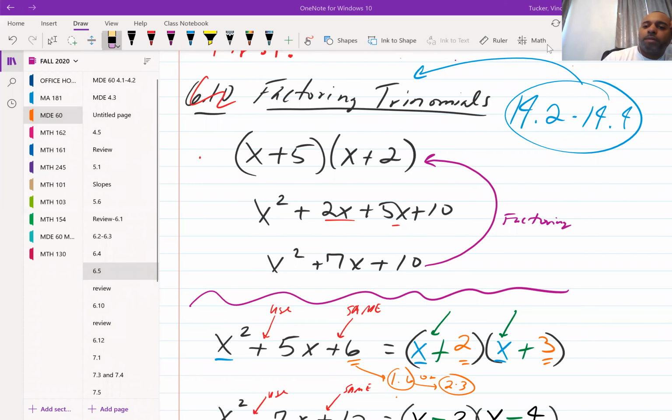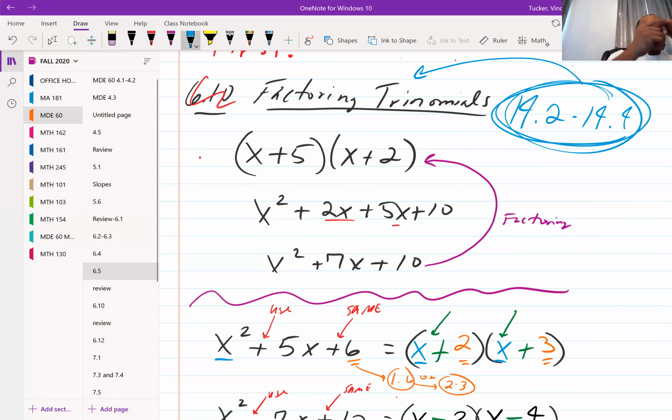All right, so like I mentioned before, what we're looking at, didn't mean to erase that, is 14.2 through 14.4. All three of those sections are factoring trinomials. So that's what we're looking at today.